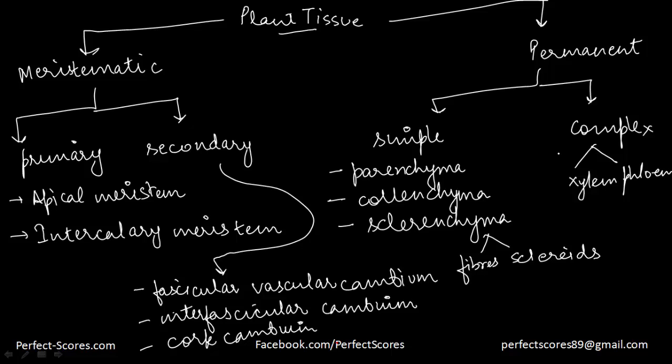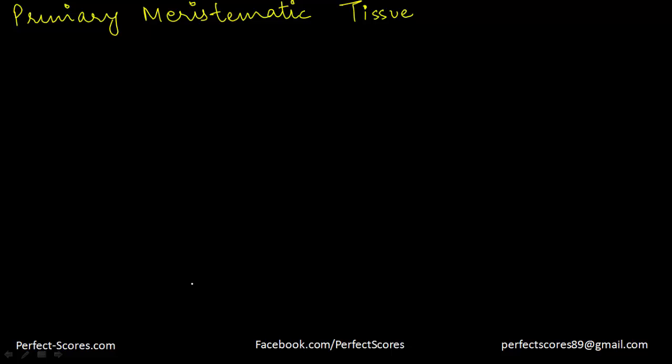So roughly if you look at it, there are two kinds of plant tissues: meristematic, the ones that still undergo cell division, and the permanent that do not grow, they are already mature. The meristematic can be primary or secondary, and the permanent can be simple or complex. So now what we are going to start with is a description of the primary meristematic tissue. So as mentioned earlier, the primary meristematic tissue is the one that is still undergoing cell division, and it is the one that is formed the earliest.